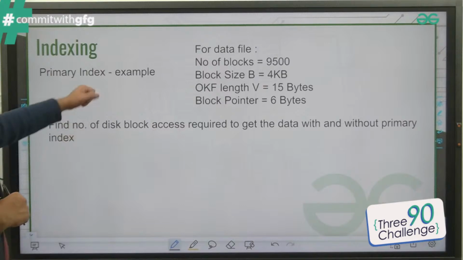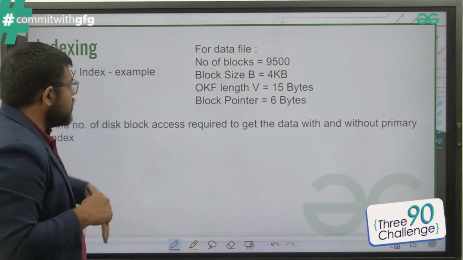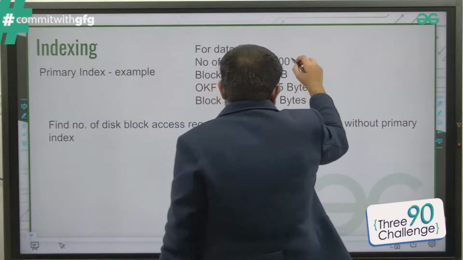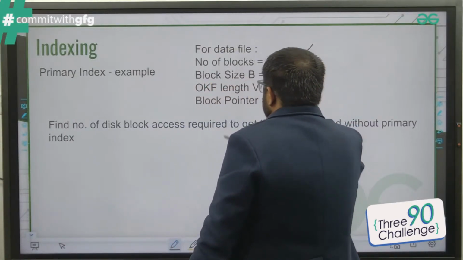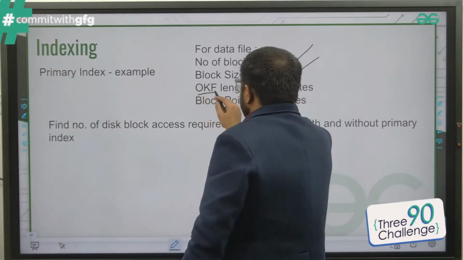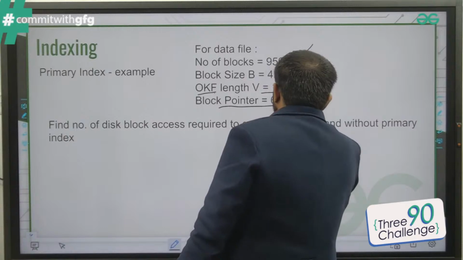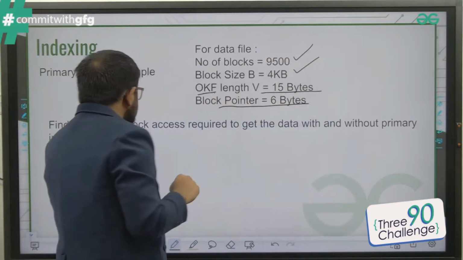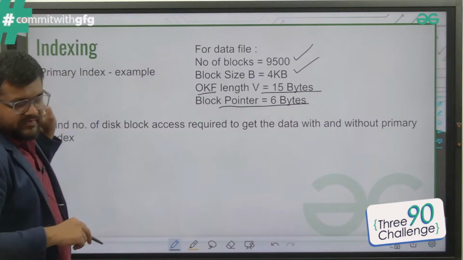For example, if for a data file the number of blocks is 9500, see, not the number of records, it is saying number of blocks, and each block size is 4 KB, and the ordering key field value, its length is 15 bytes and the block pointer is 6 bytes. Find the number of disk block accesses required to get the data with and without primary indexing.